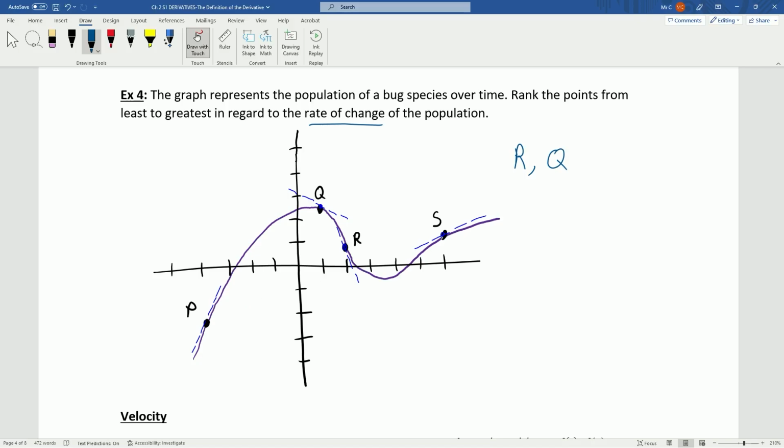And then p and s have positive rates of change. P is a steeper slope than s. So I would say s is next, and then p is last.